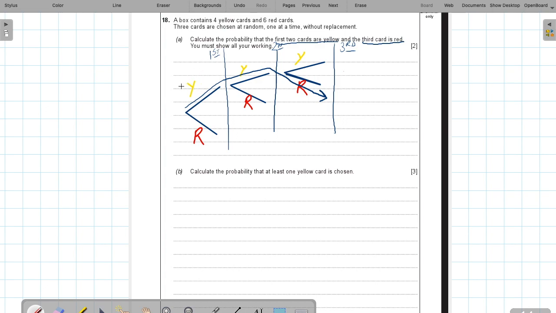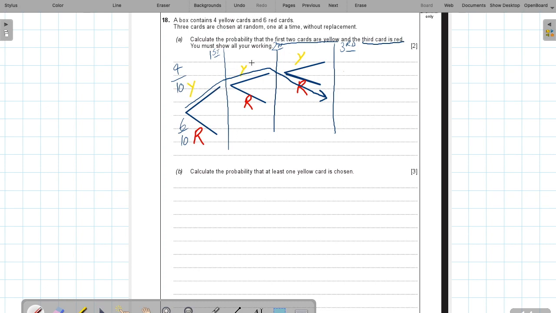Okay, so the start of the tree then, we have 10 cards in total, regardless of colour, and the probability that we pick a yellow card out of those 10 will be 4 out of 10. And the probability that we pick a red card will be 6 out of 10. We're not interested whether we get a red card, because we've been told that the first 2 cards are yellow.